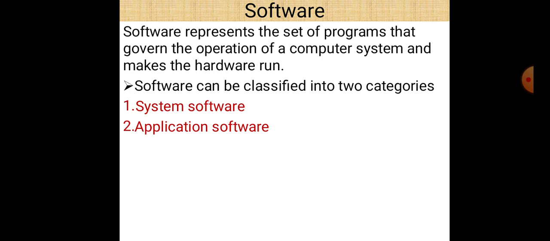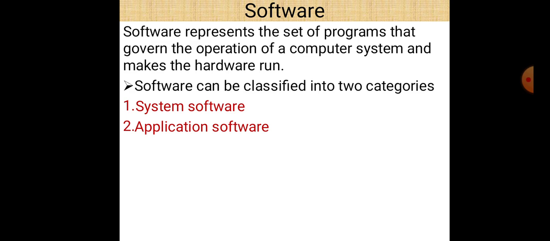One more thing, software is a collection of programs. And what is a program? A program is nothing but a collection of instructions. So a collection of instructions is called a program, and a collection of programs is called software. In simple words, software represents a set of programs that govern the operation of a computer system and make the hardware run.